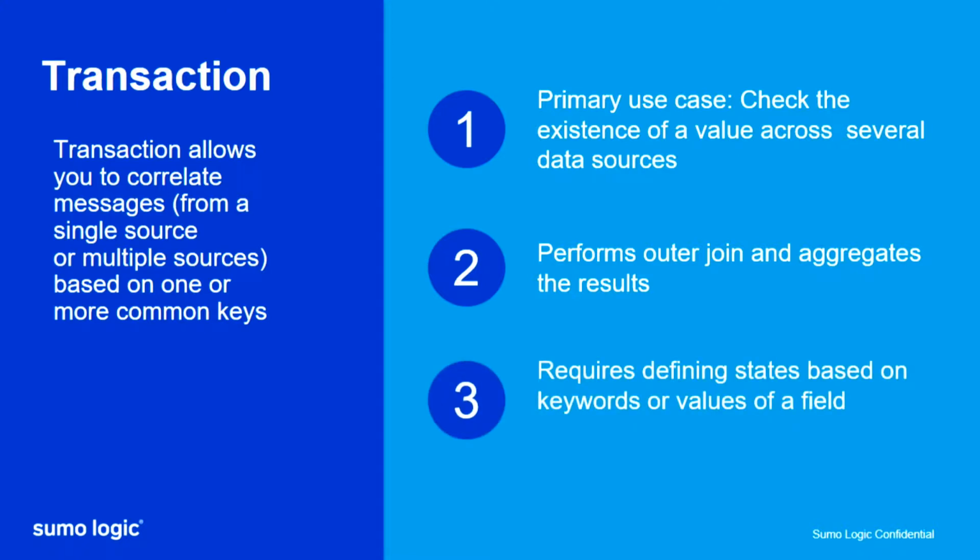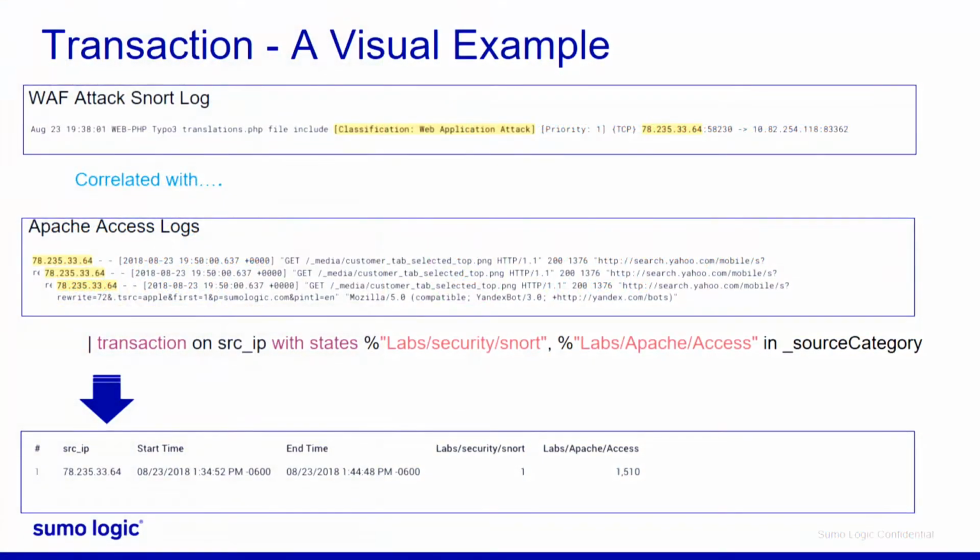The third thing that transaction requires is that we define states. These states are essentially keywords or values within a field that we can use to define how we want transaction to aggregate. That'll make a little bit more sense here in a second. I tend to like to look at these things visually to help tie all these things together.